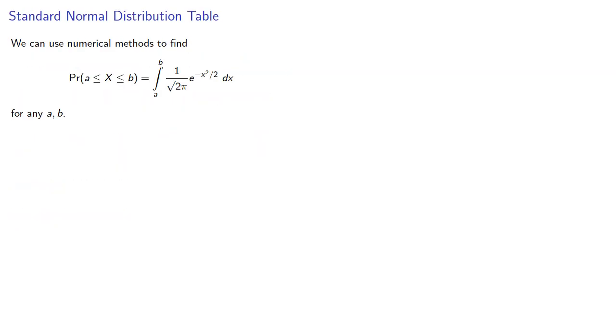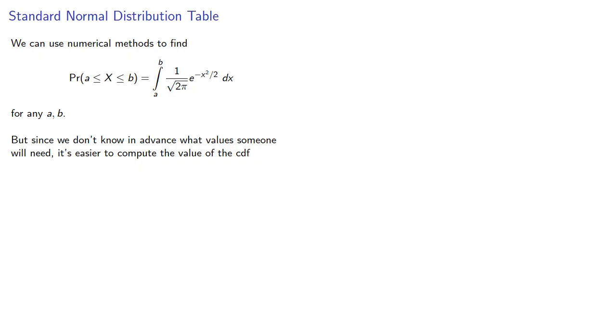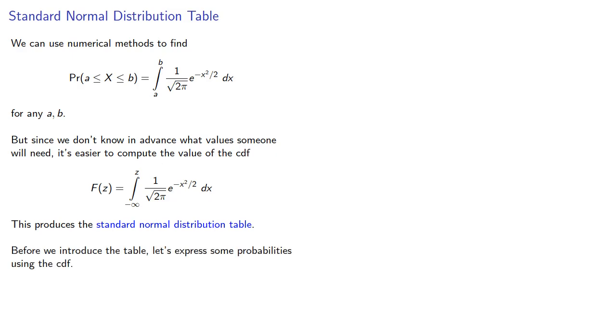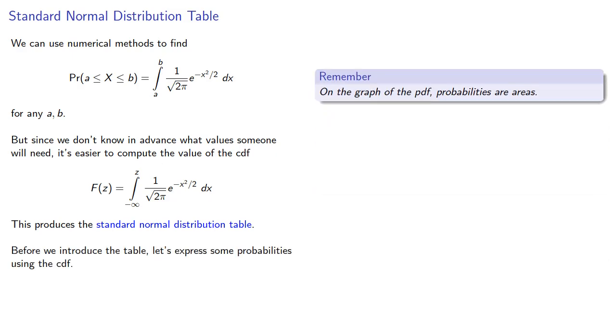We can use numerical methods to find the value of the integral for any limits a and b. But since we don't know in advance what values someone will need, it's easier to compute the value of the CDF, and this produces the standard normal distribution table. Before we introduce the table, let's express some probabilities using the CDF. The key thing to remember is that on the graph of the PDF, probabilities are areas.